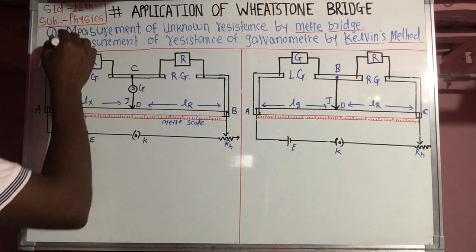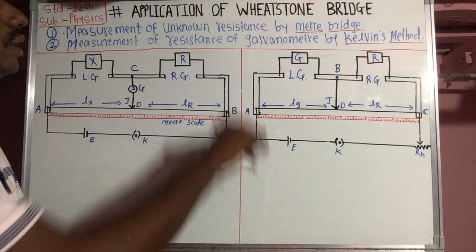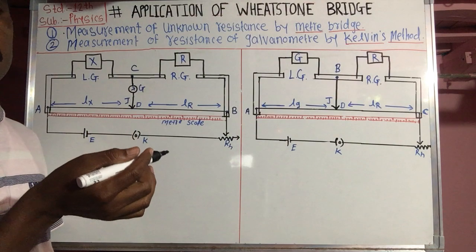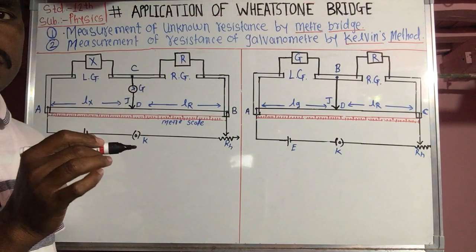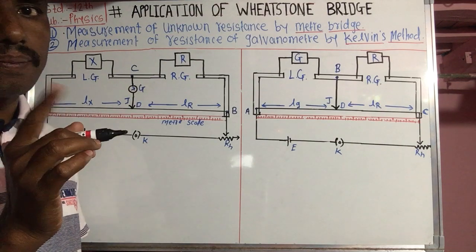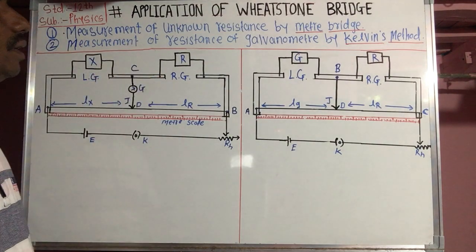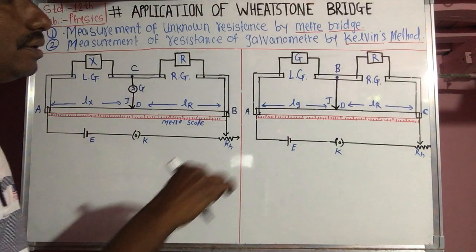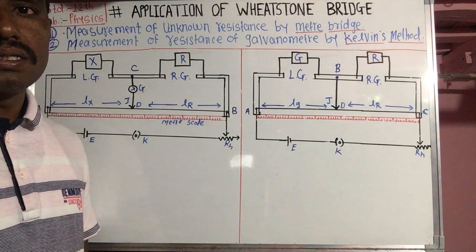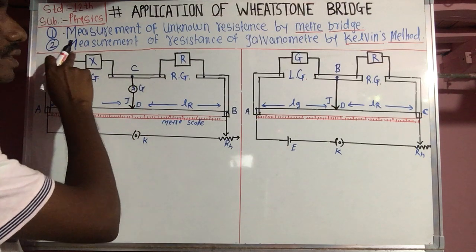First, the Wheatstone bridge is used for measuring an unknown resistance by the meter bridge, or for measuring low value resistance precisely. This is the first application. Second, the Wheatstone bridge is used for measuring the resistance of a galvanometer by Kelvin's method. It can also measure capacitance, inductance, etc., which are not mentioned here.